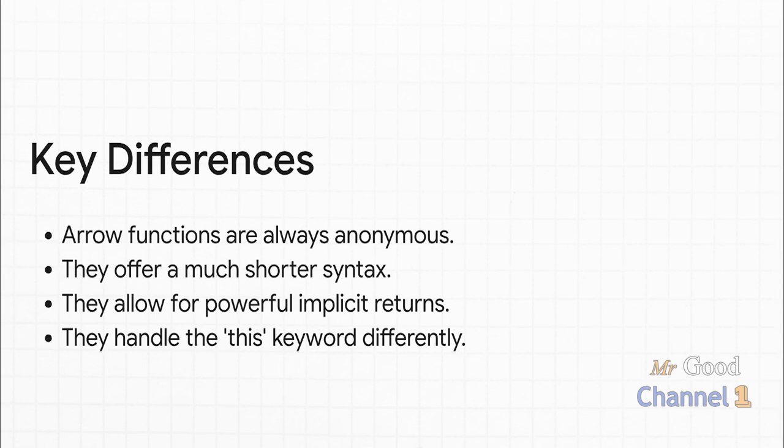So, to quickly recap the big differences, arrow functions are always nameless. They give you that much shorter, cleaner syntax. They have that awesome power of implicit returns for single-line functions. And one last thing, they handle the this keyword in a completely different and often much more intuitive way. But that's a huge topic for another day.